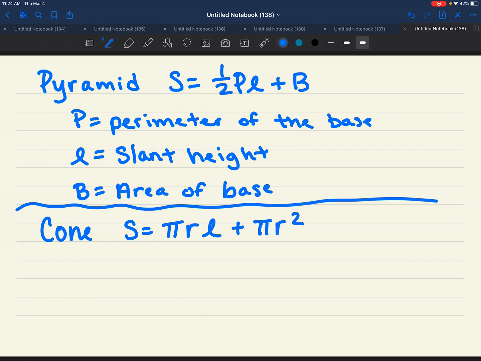All right, same thing with a cone. There's only two things that we would need to know. Do we know what both of them are? R is the radius. We should all know that. L, I just told you, is what? Slant height.